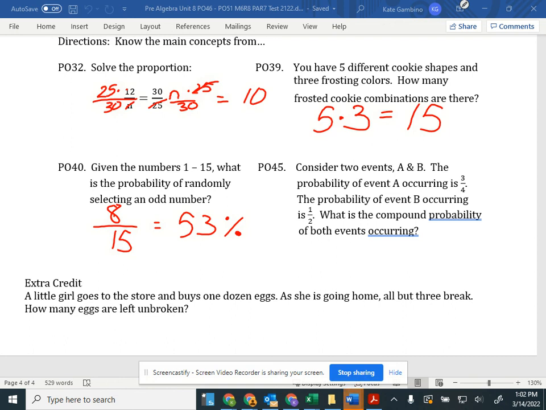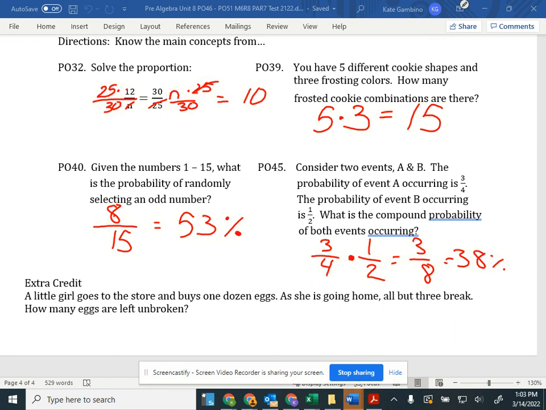Consider 2 events, A and B. The probability of event A occurring is 3/4. The probability of event B occurring is 1/2. What is the compound probability of both events occurring? So we have 3/4 times 1/2. That gives me 3/8. My percentage would be 38%. Again, I accepted the fraction or the percentage. So all you have to do is multiply them together.